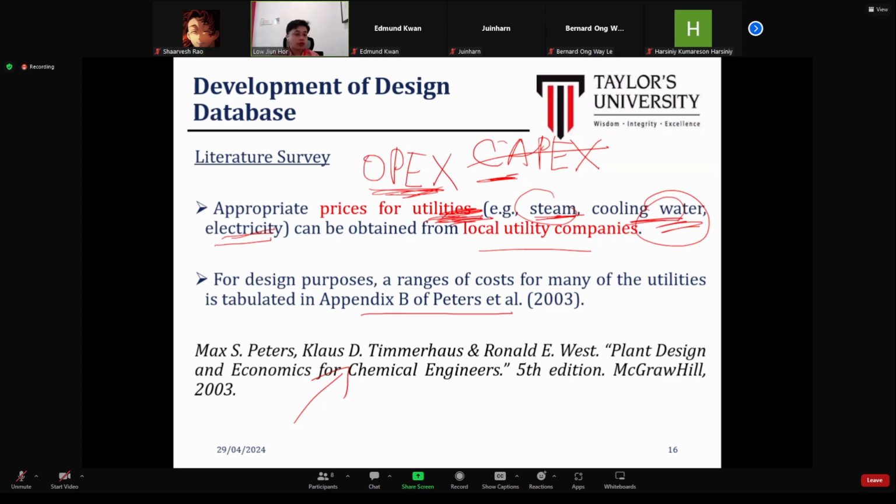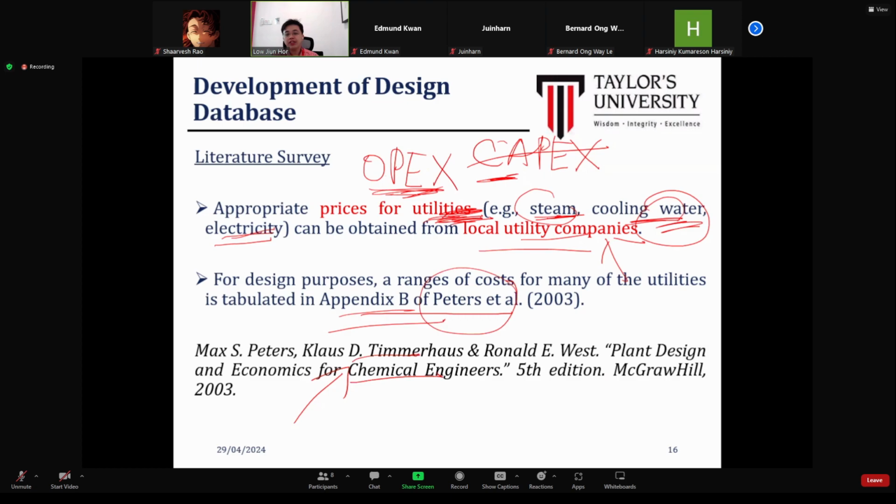If you want to construct your chemical plant in Pasir Gudang in Johor, the company that manages or controls the water supply in Johor is Ranhill. Then you need to approach or refer to the official website of Ranhill, the utility company, in order to get the price of water supply. If you cannot get the prices, then you have no choice. You need to refer to the appendix given by Mr.